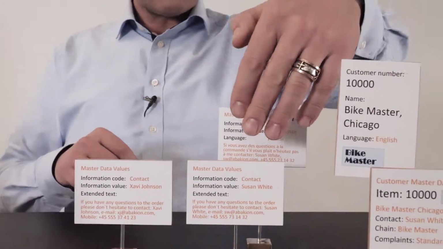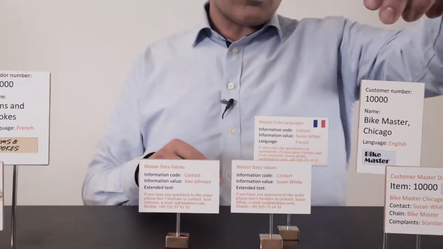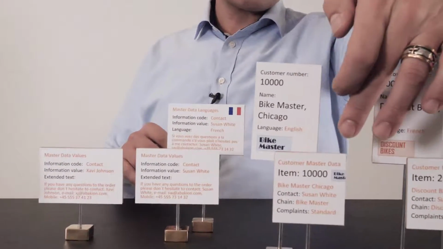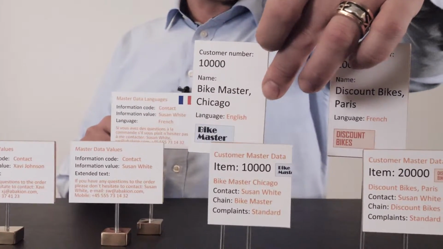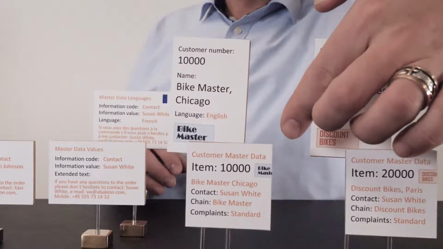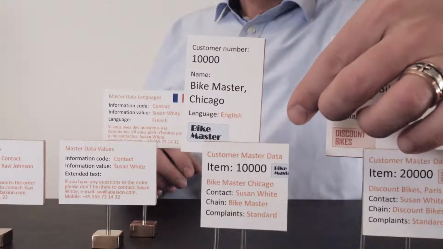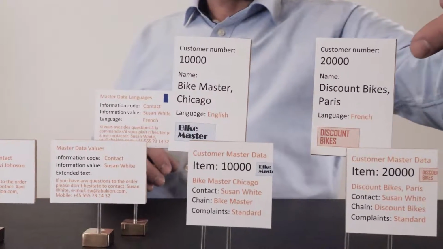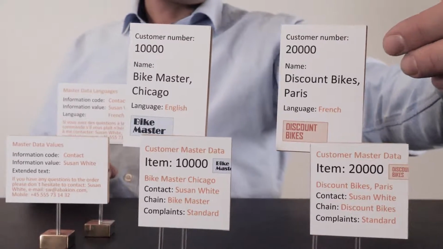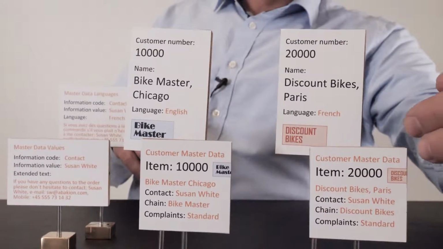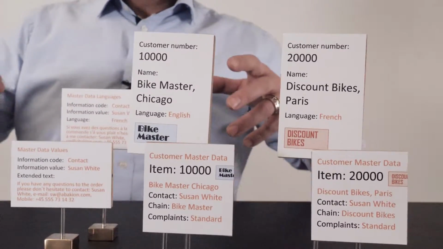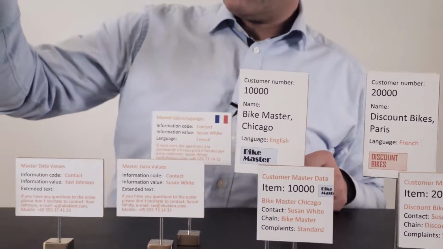Now on my customers that Susan usually works with, I can see here I have my customer 10,000. And on my customer 10,000, which has a language code of English, I've made some master data and attached Susan as one of the master data to this customer. Likewise, on the other customer 20,000, Discount Bikes, which is a French customer, I have attached master data, and one of them also being Susan.